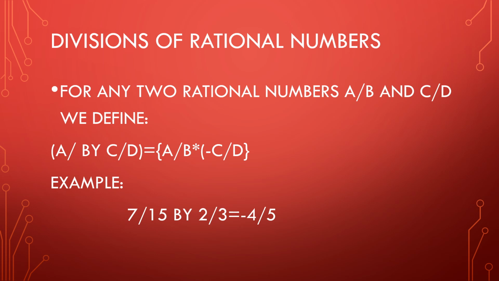Reciprocal and multiply. For example, 7 by 15 divided by 2 by 3 is equal to minus 4 by 5. This is how, if you divide, you reciprocal it and then multiply.